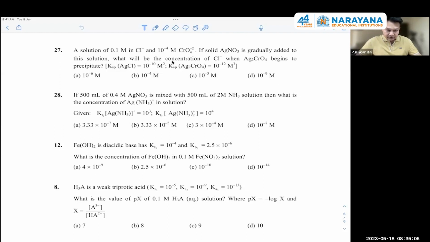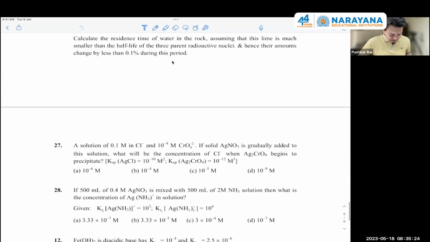And the last one is H3A is a weak triprotic acid. What is the value of pH of 0.1 M H3A solution? So that is an ordinary problem, simply a tribasic acid problem. So these are the questions asked. If any other questions are there, please ask me so that I have the agenda set.